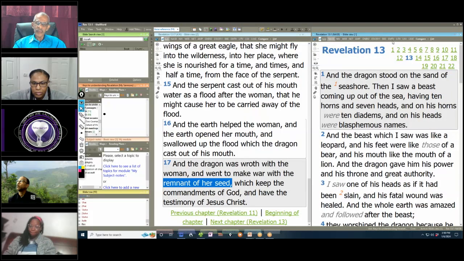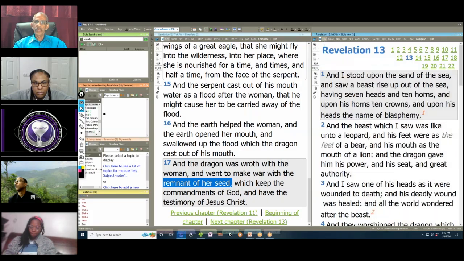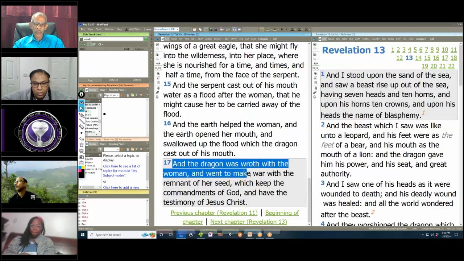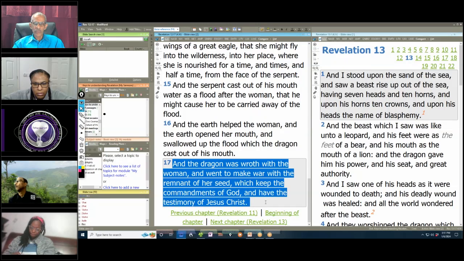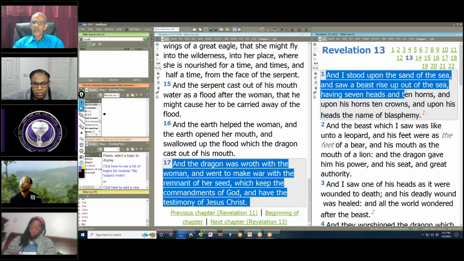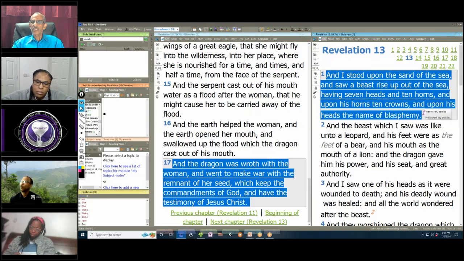Now, the last thing, remember, I want to remind us that the book of Revelation, like all the other books in the Bible, was not written in chapters. It's one continuous narrative. So you should read it like this. We should read it like this. And the dragon was angry with the woman and went to make war with the remnant of her seed, which keep the commandments of God and have the testimony of Jesus Christ. And I stood up on the sand of the sea and saw a beast rise up out of the sea, having 7 heads and 10 horns, and upon his horns 10 crowns, and upon his head the name of blasphemy.